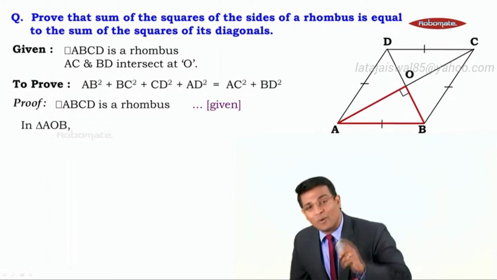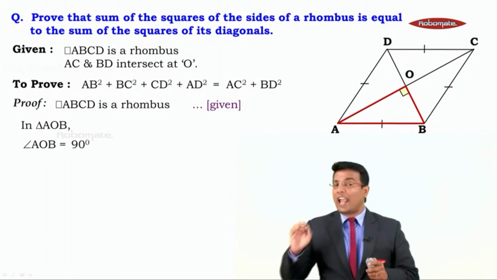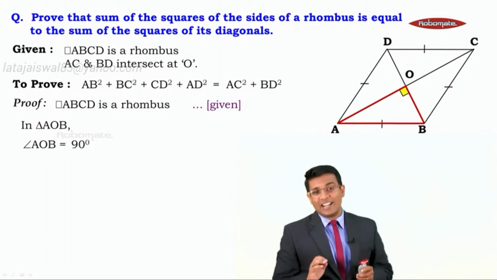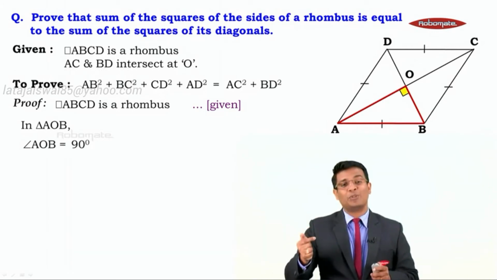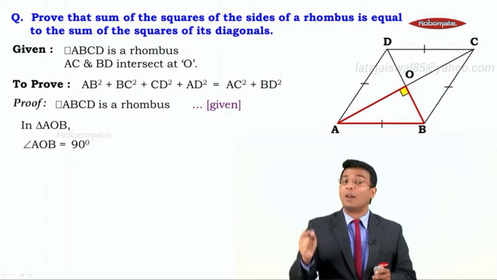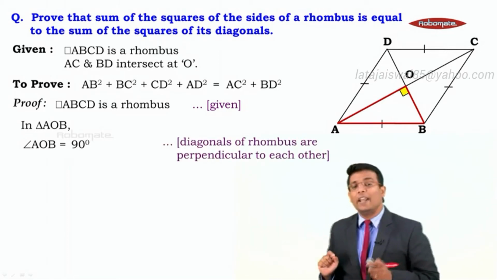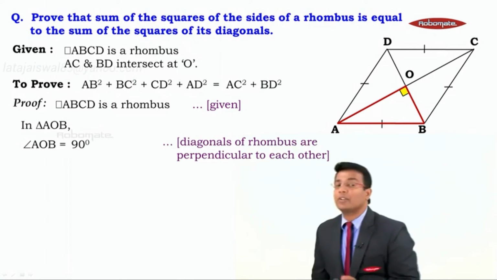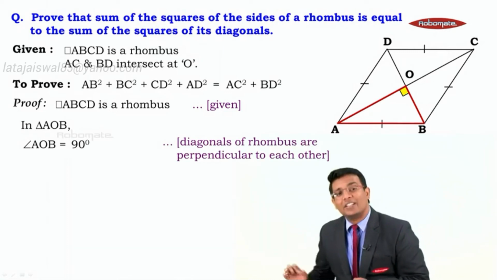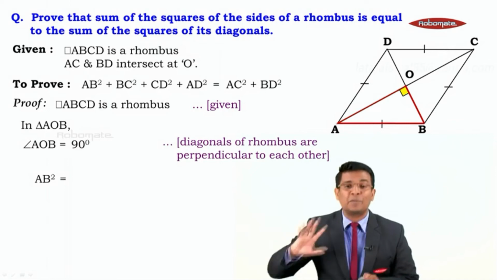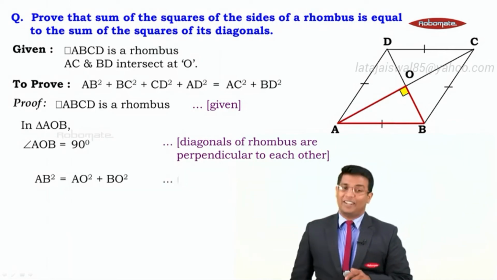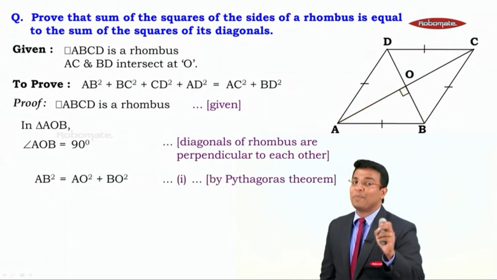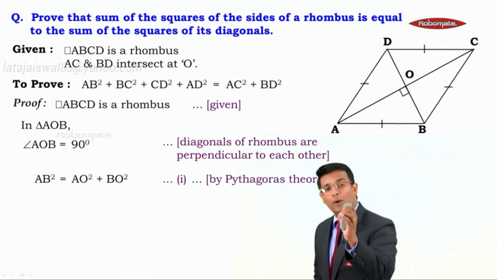So in that triangle AOB, we write angle AOB is equal to 90 degrees. Why 90 degrees? Because we know that diagonals of a rhombus are perpendicular to each other, right? And now we apply Pythagoras theorem. We get AB square is equal to AO square plus BO square. So we write that. Was this easy? And this is by Pythagoras theorem, marked as result number 1.